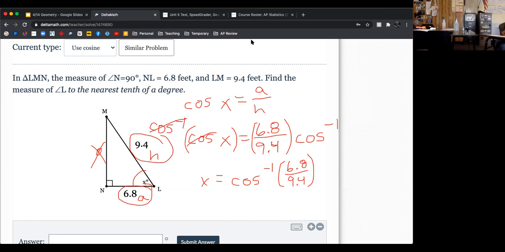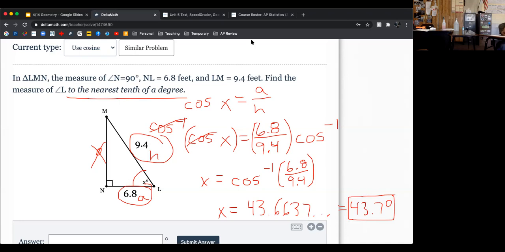And it turns out in this case, the angle that corresponds is 43.6637... And to finish this off, it asked me to round this degree to the nearest tenth. So that's going to make this 43.7 degrees.